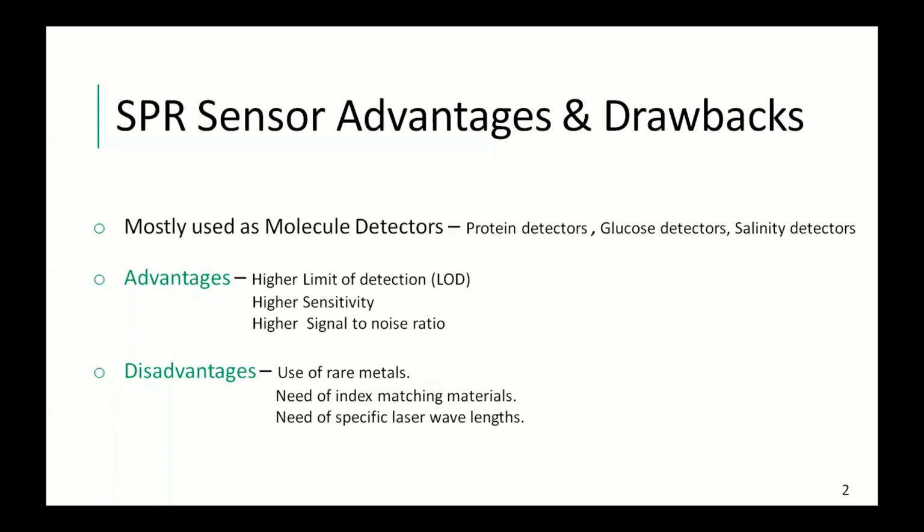But SPR sensors also have some disadvantages, such as the use of rare metals, the need for index matching materials, and the need for specific lasers. All the above-mentioned facts will increase the cost of SPR sensors significantly. Therefore, it is vital to produce new designs for low-cost SPR sensors.